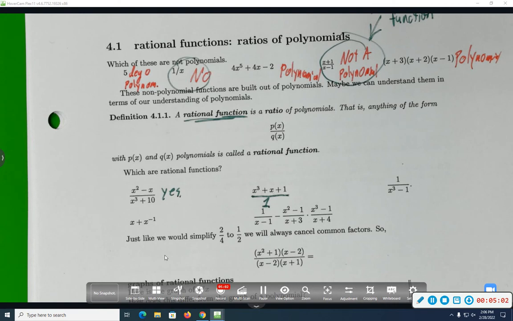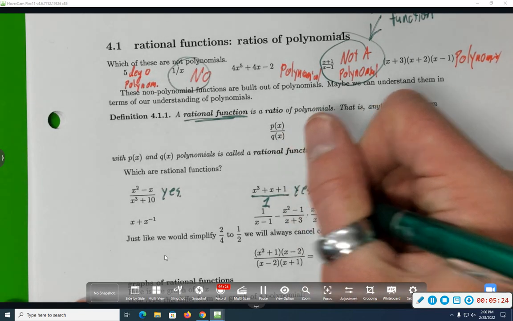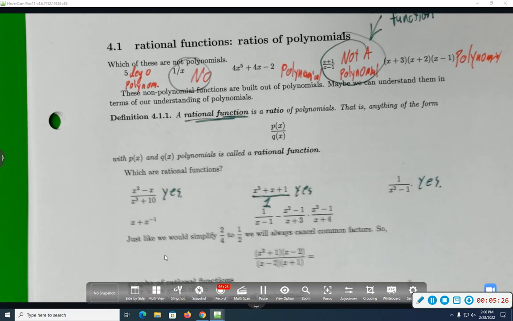Because it intuitively shouldn't be. You wouldn't want to think of this as a rational function. You want to think of it as a polynomial. Every polynomial is a rational function, though. Groovy. Next one, is this a rational function? Yeah, of course, for the same reason. 1 is a polynomial, x cubed plus 1 is a polynomial. Oh, sorry, I should put the yes and the yes here.